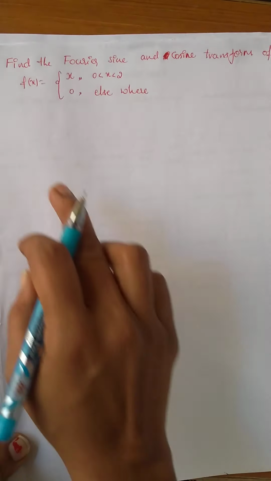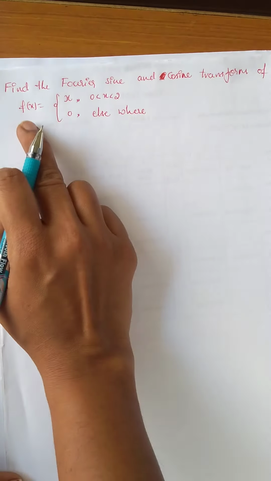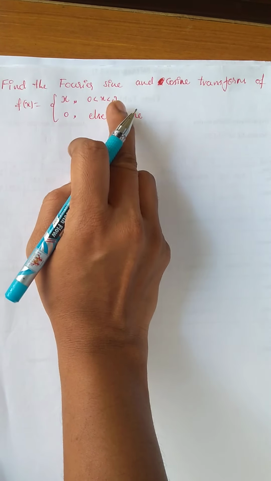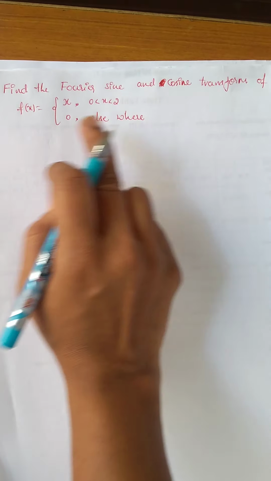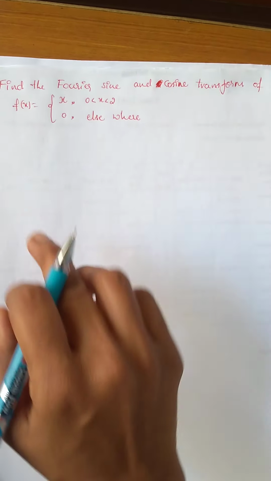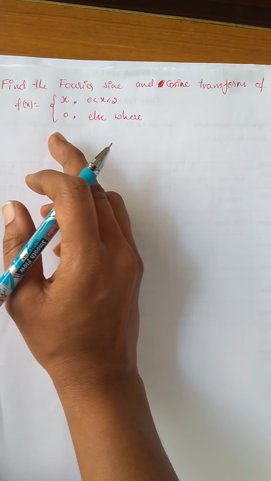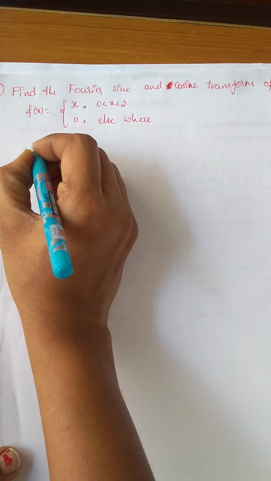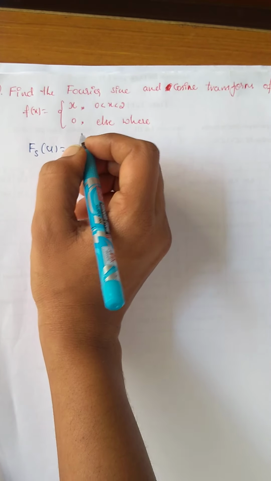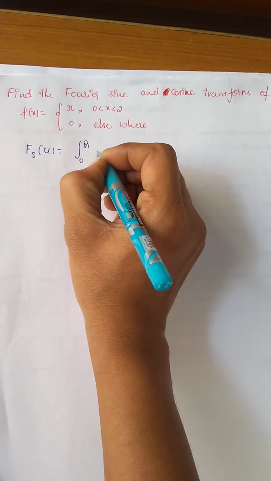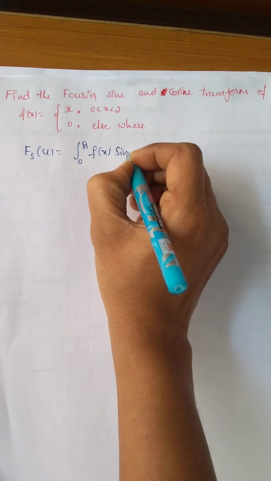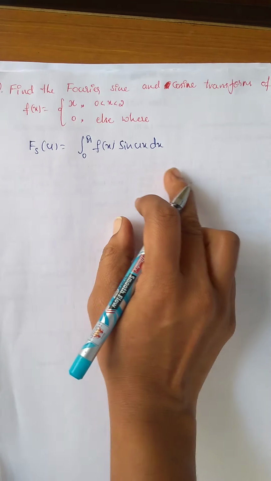The next problem: find the Fourier sine and cosine transform of f of x equal to x, a split function. The function f of x is equal to x when x is from 0 to 2, where 0 to 2 is the limit, and the function f of x is 0 at the other limit. Here also we should take the Fourier sine and cosine formula, substitute the function and integrate. So first I consider the Fourier sine transform formula. Fourier sine transform FS of u, the formula is the integral from 0 to infinity of f of x sin ux dx.